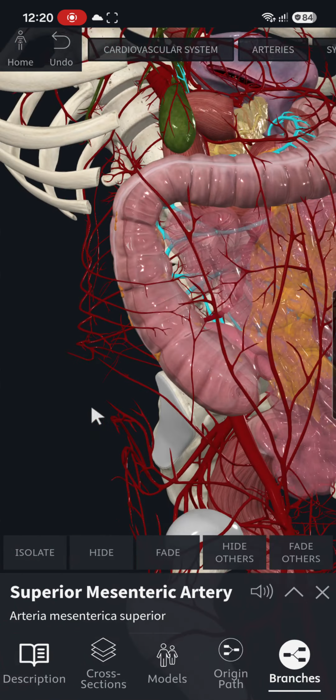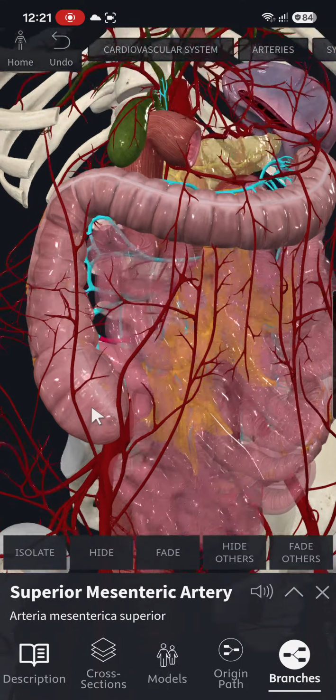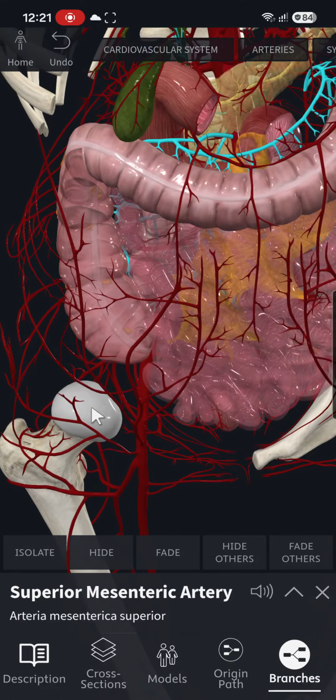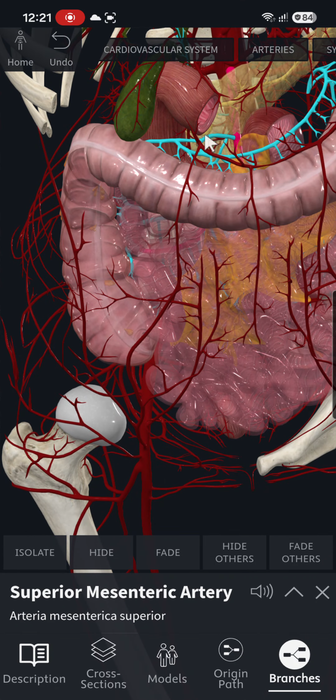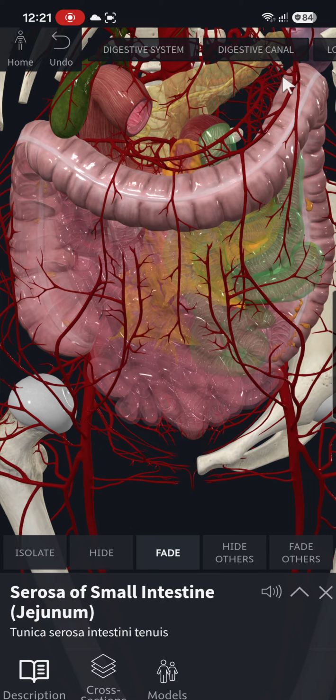Then it also gives branches, middle colic, right here. This is the middle colic. This supplies the transverse colon, or the 2/3 of the transverse colon, right? 2/3 of the transverse colon to the middle colic, right? So these are the branches of the superior mesenteric artery.